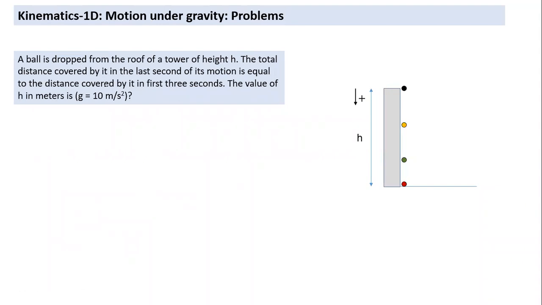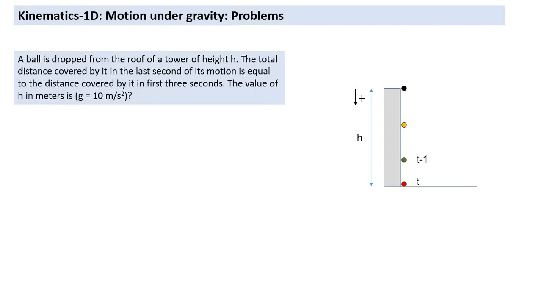Okay, let's look at the last question in this session. A ball is dropped from the roof of a tower of height h. The total distance covered by it in the last second of its motion is equal to the distance covered by it in the first 3 seconds. What is the value of height h in meters? If you have to represent it in a figure, this is a tower of height h. The ball is dropped from the top of the tower. This corresponds to t equal to 3 seconds.